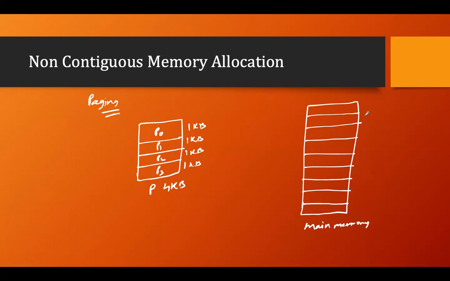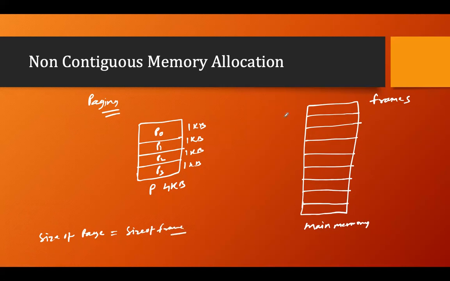So the main memory is divided into a number of frames, that is called frames. And the size of the page will be equal to the size of the frame. Generally we do that. Why we do that, I'll let you know.